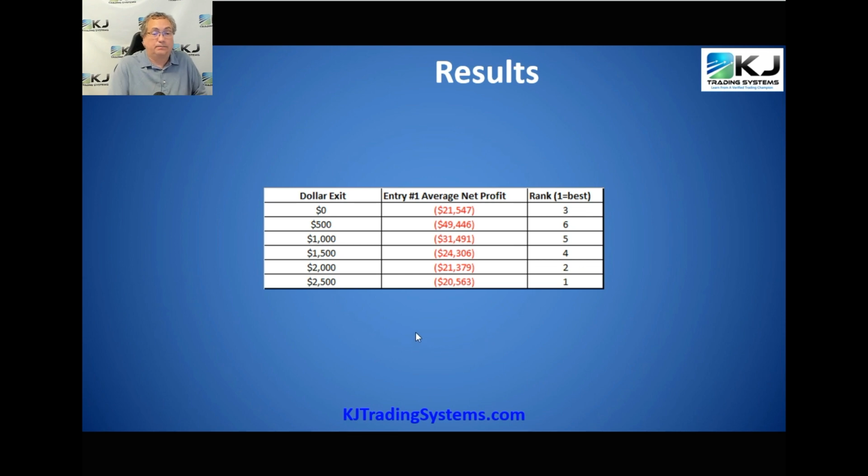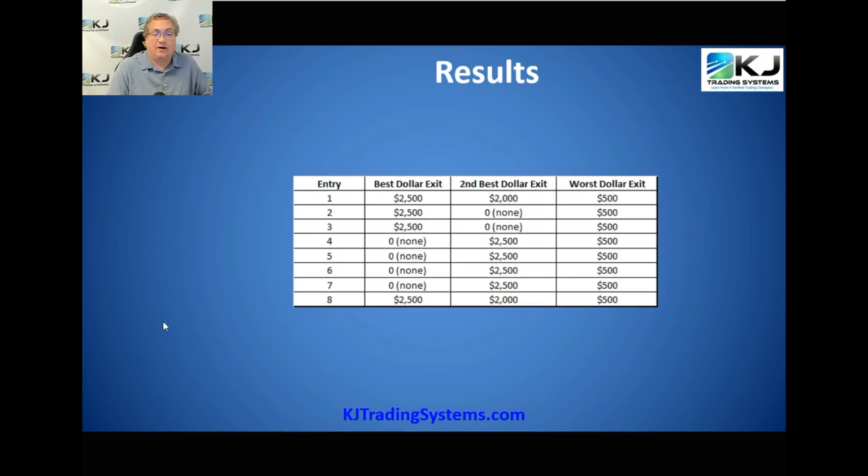Okay, so I rate them 1 to 6. This is just an example with one entry, number 1, with the average net profit. In this case, the big dollar amount, $2,500, was the best, and $500 was the worst. And not having an exit was number 3. It was the third best, although 1, 2, and 3 are all pretty close when you look at the averages. That's just an example. Here's the results when you look at everything all together: the best exit, the second best exit, and the worst exit.